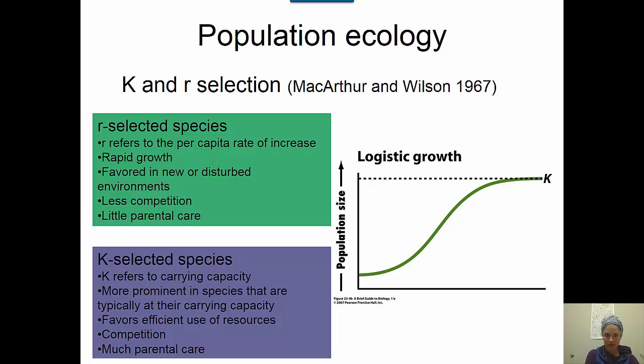On the other extreme, we saw the perennial plant life history strategy, which Wilson and MacArthur referred to as K-selected. Those are organisms that we would expect to be in stable populations, living at their carrying capacity. So K refers to the carrying capacity. These life history strategies favor efficient use of resources, and it's going to be favored in a highly competitive environment.